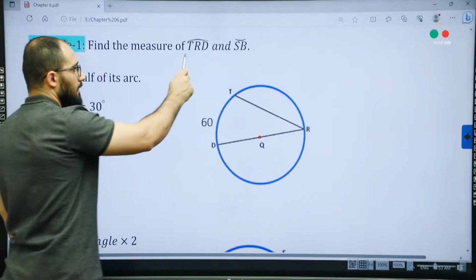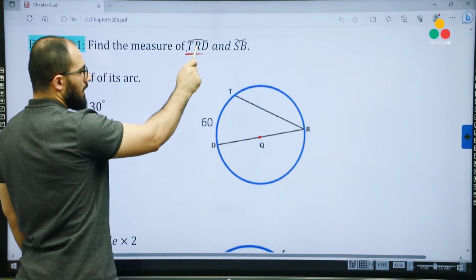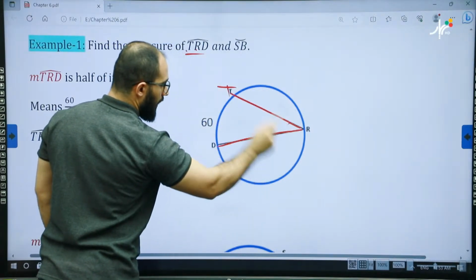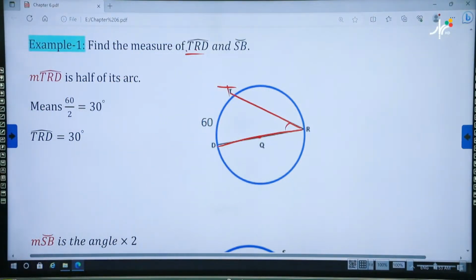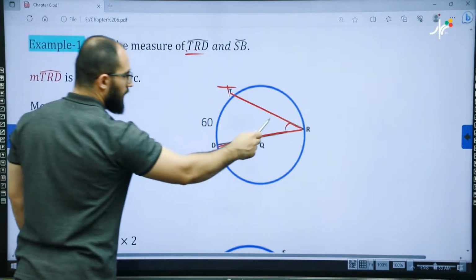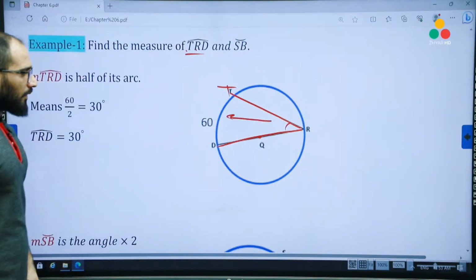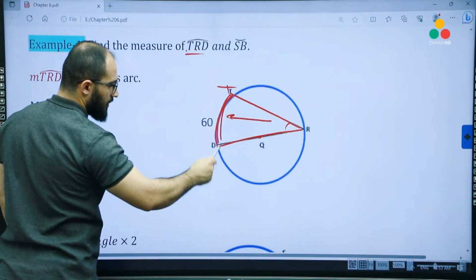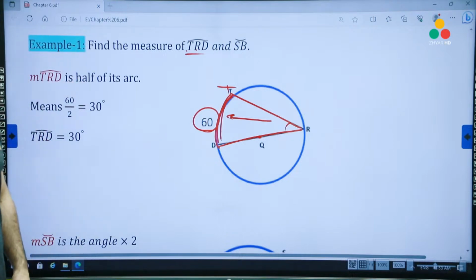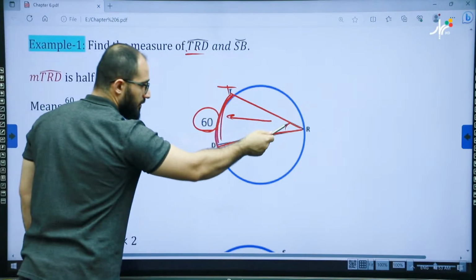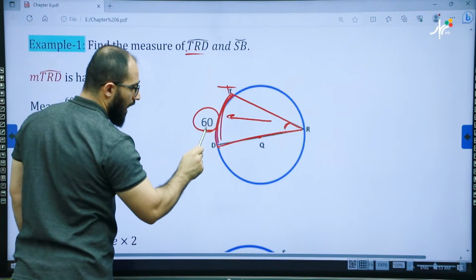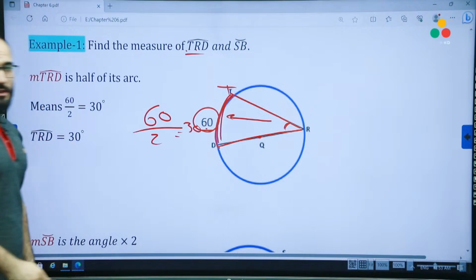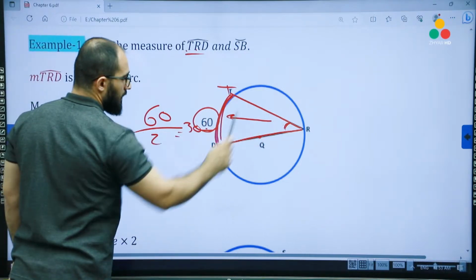First, we have TRD. Follow the letters TRD. So we have to find the measure of that angle. How can you find it? Directly look at the opposite arc. What is the arc of R? It is TD. Then what is the measure? It is 60. How can you find it? We said that the measure of an inscribed angle is half of the arc. It means 60 divided by 2 is equal to 30 degrees. So the measure of that angle is 30 degrees.